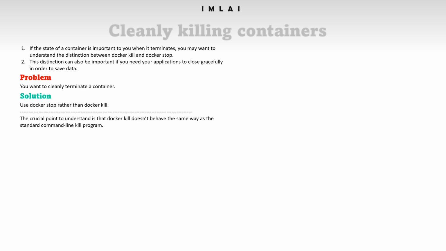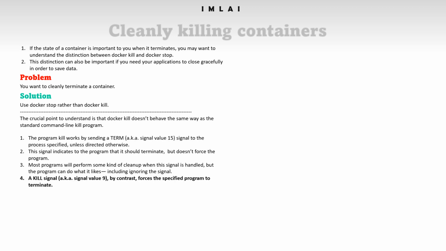A KILL signal, signal value 9, by contrast, forces the specified program to terminate. So, confusingly, docker kill uses a KILL signal on the running process, giving the processes within no chance to handle termination. This means that stray files, such as files containing running process IDs, may be left in the file system, depending on the application's ability to manage state. This may or may not cause problems for you if you start up the container again.